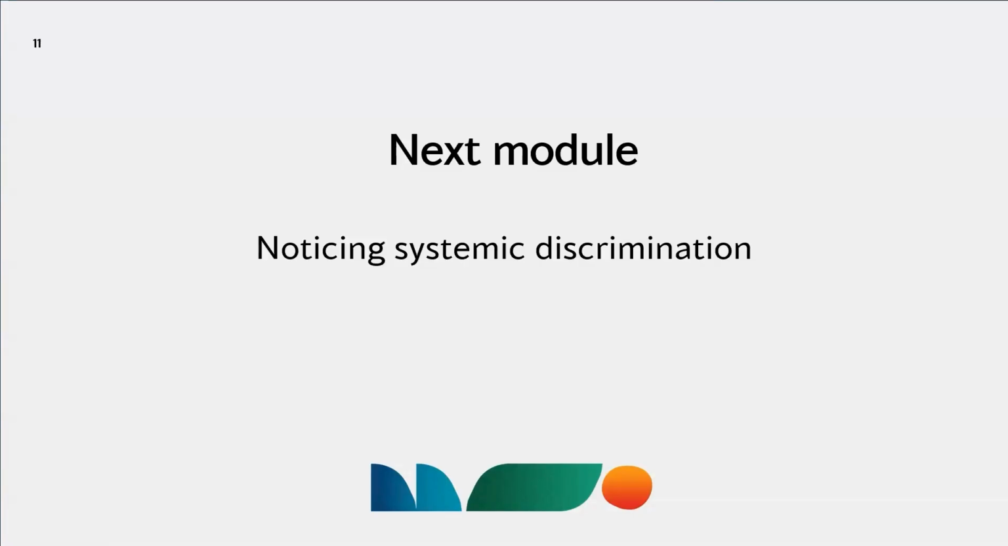We've come to the end of Module 3. The next module looks at the topic of noticing systemic discrimination. Before proceeding to Module 4, we invite you to download the PDF of the presentation and the handout for Module 3. The handout contains information on the personal characteristics that are protected under BC's Human Rights Code.